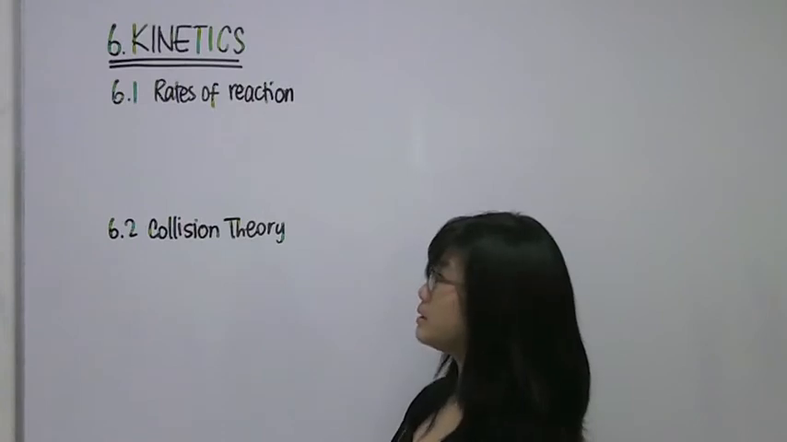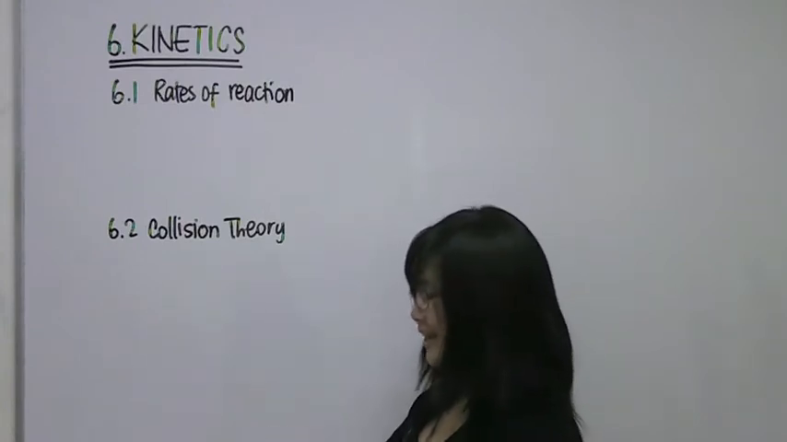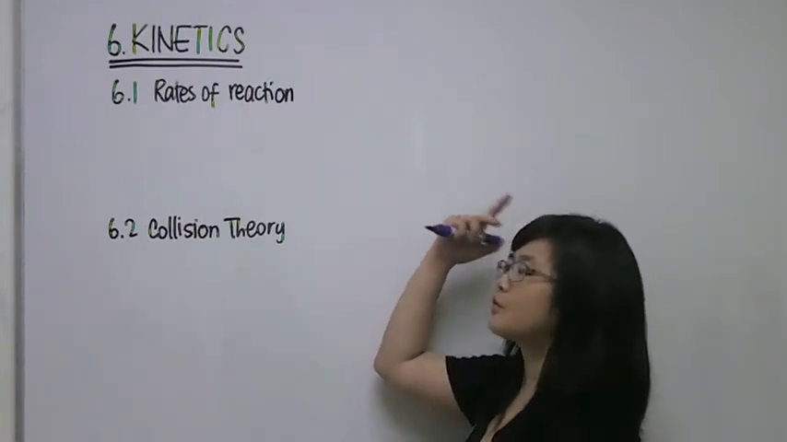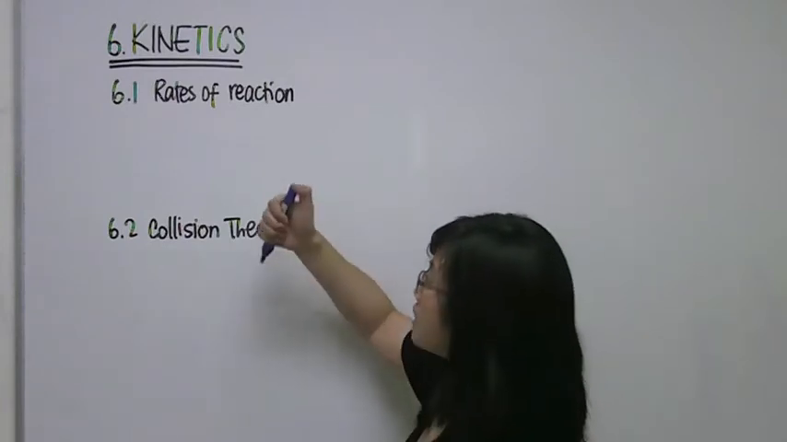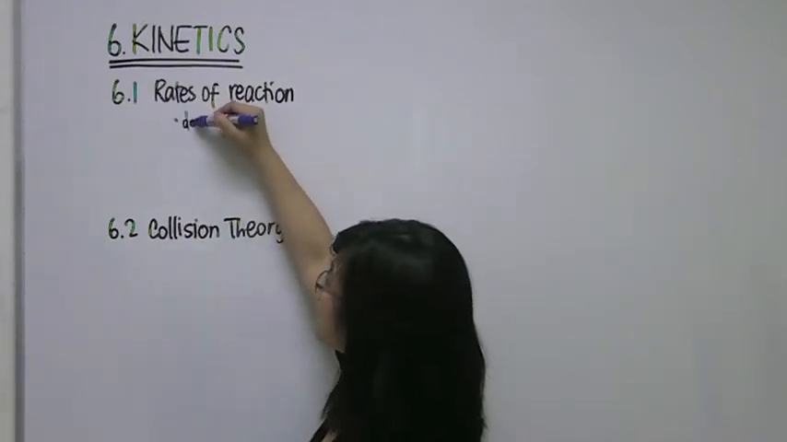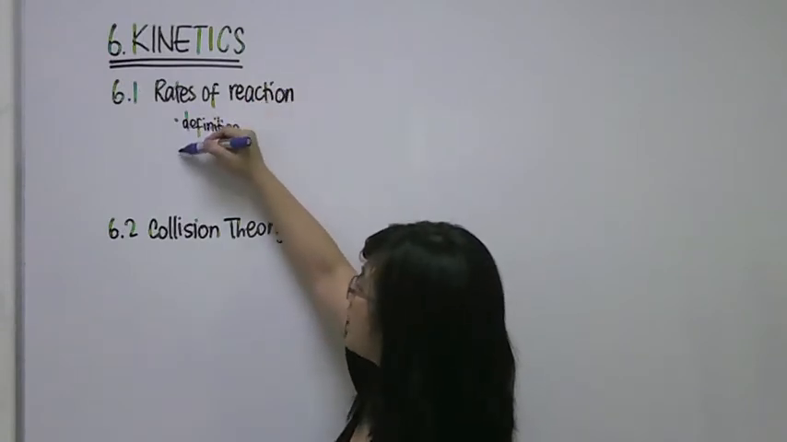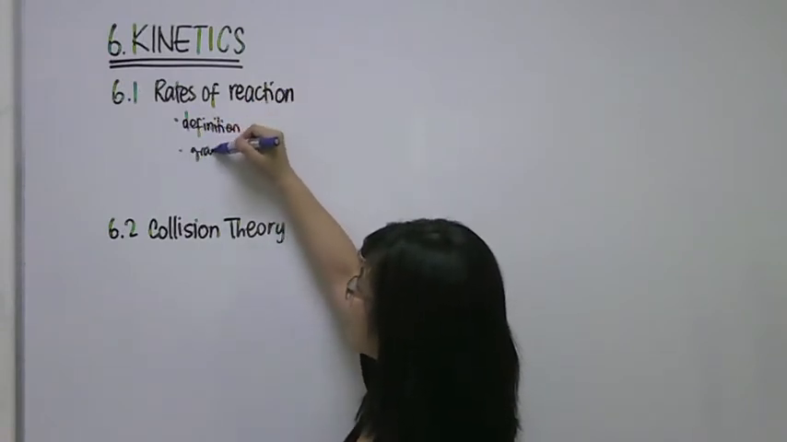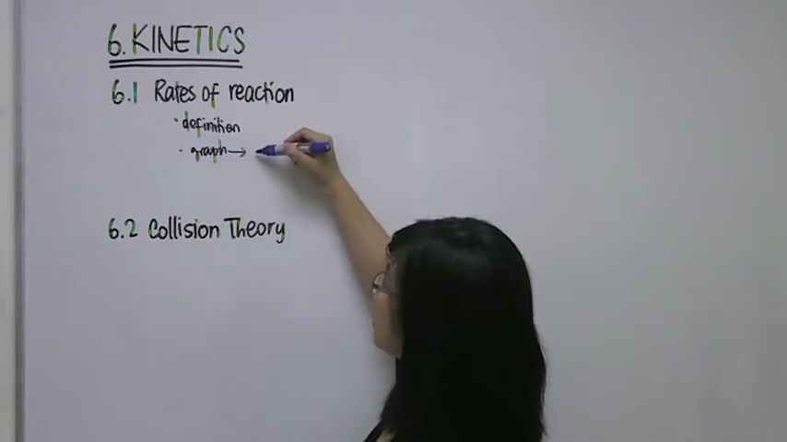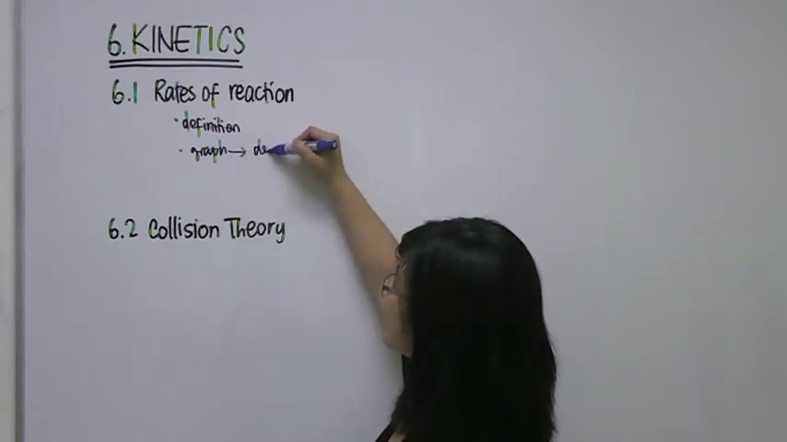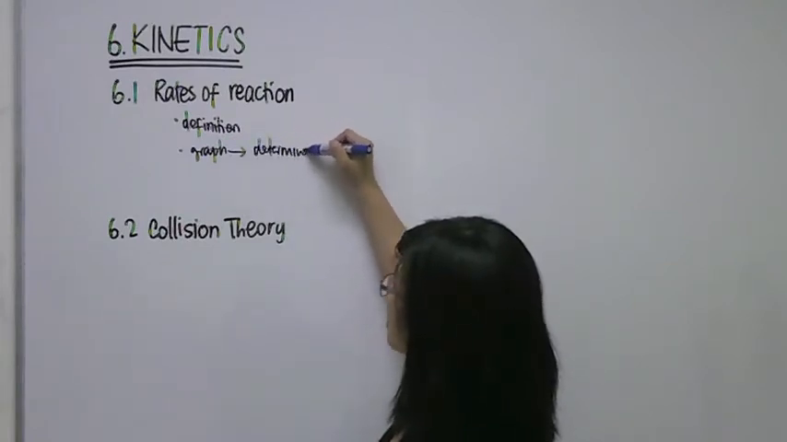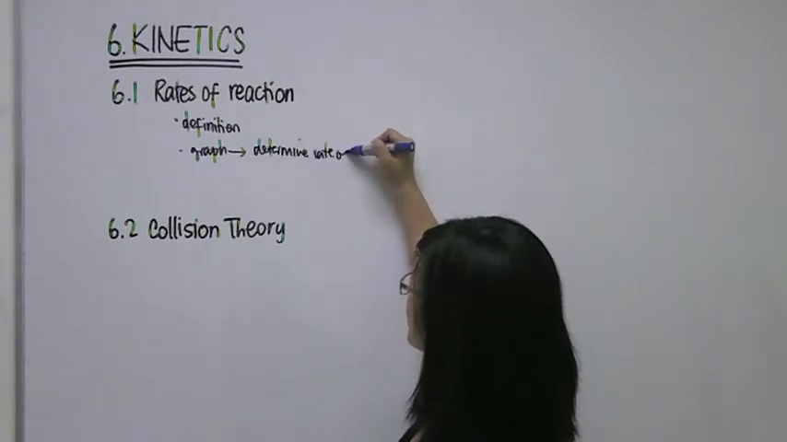Kinetics is the sixth chapter in IB Chemistry. In the standard level, we are going to talk about the rates of reaction and collision theory. In the rates of reaction, you need to explain to your students the definition of rate of reaction and how you can use a graph to determine the rate of reaction.